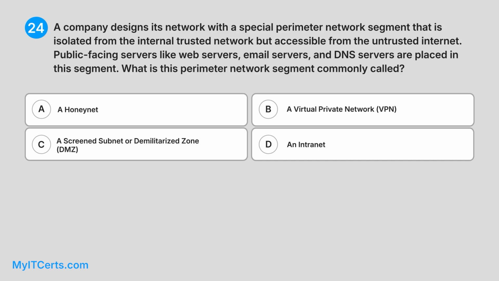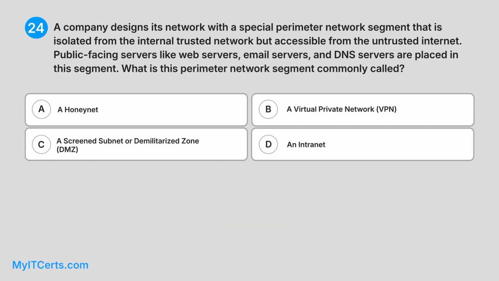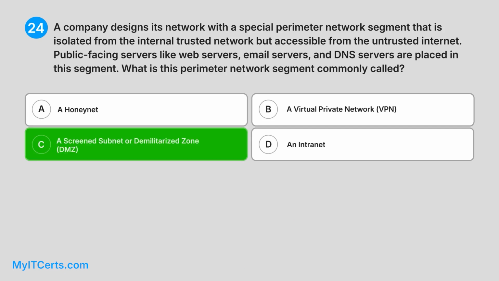A. A honeynet. B. A virtual private network, VPN. C. A screened subnet or demilitarized zone, DMZ. D. An intranet. Do you know the answer? Correct answer. C. A screened subnet or demilitarized zone, DMZ.